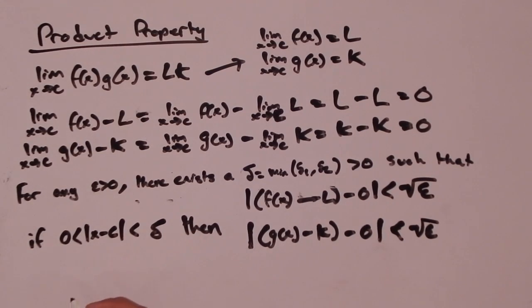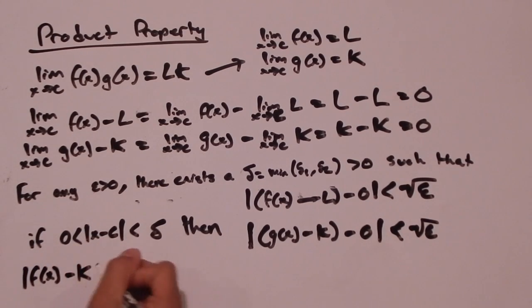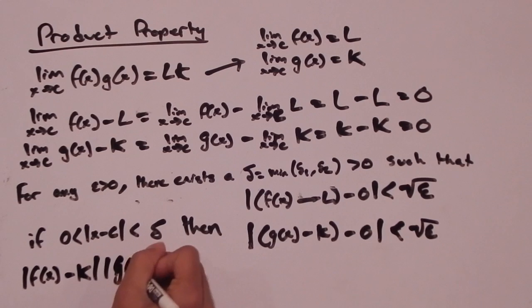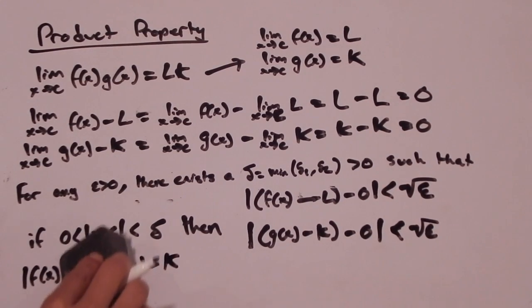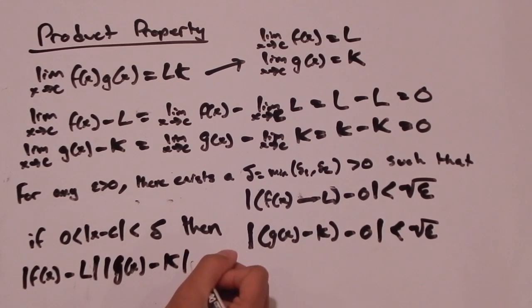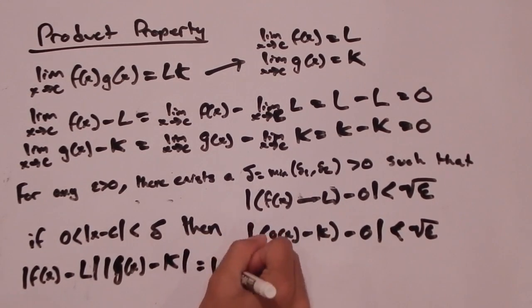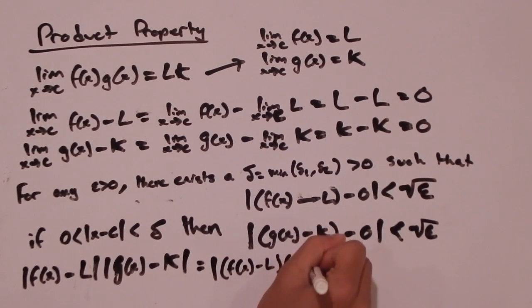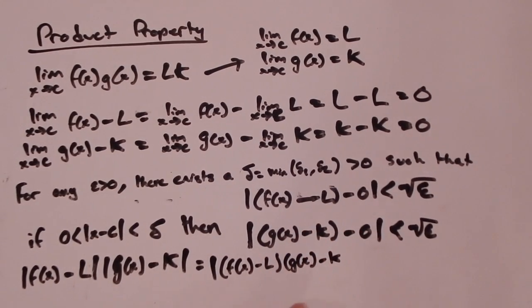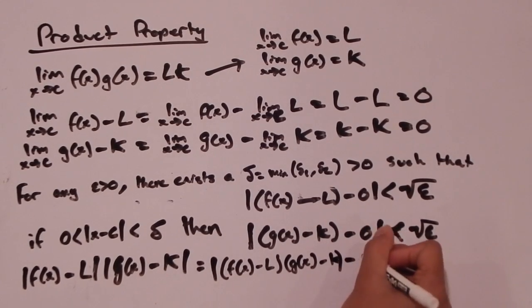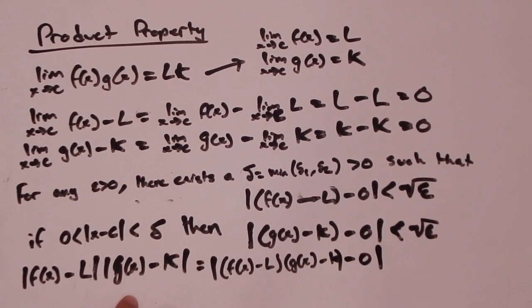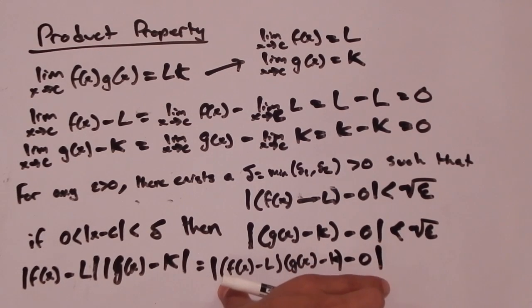Well, one thing I'm going to show right here, and this is just a basic understanding of absolute values, is that the absolute value of f of x minus L times the absolute value of g of x minus k, sorry about that. When you have two absolute values being multiplied together, we can just write it together as one absolute value, so we get f of x minus L times g of x minus k. And if we subtract 0 from this, of course it's going to be the same thing, so I'm just going to write this like that. So we know that the absolute value of f of x minus L times the absolute value of g of x minus k is equal to this singular absolute value right here.